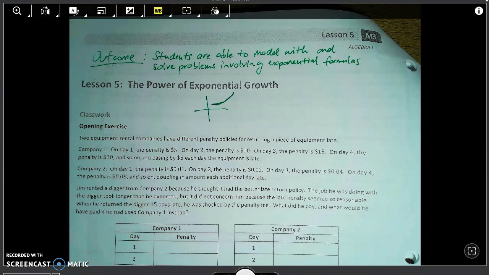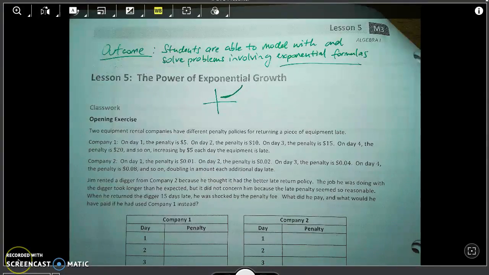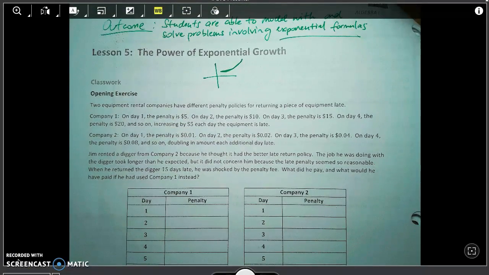Bacteria, remember we watched that video about the bacteria, that was exponential growth as well. So the outcome of this lesson is that we should be able to model with and solve problems involving exponential formulas. Before we look at the opening exercise, I just want to make sure that we remember a couple of things that we discussed in previous lessons, which was a while back.